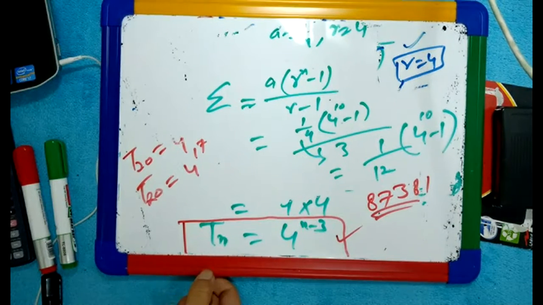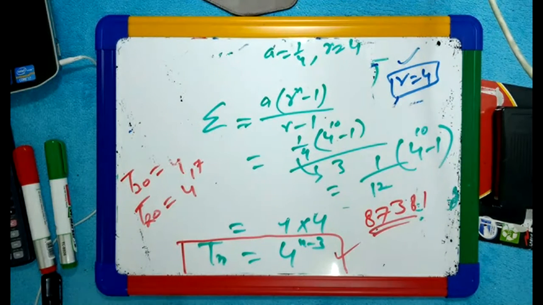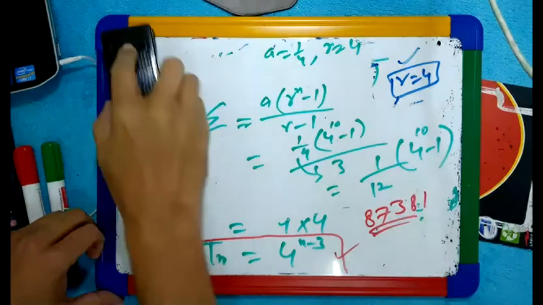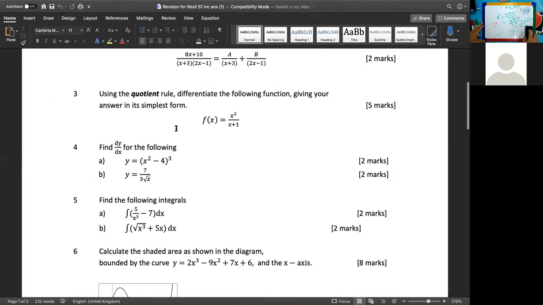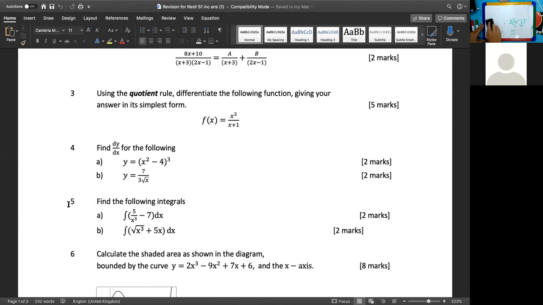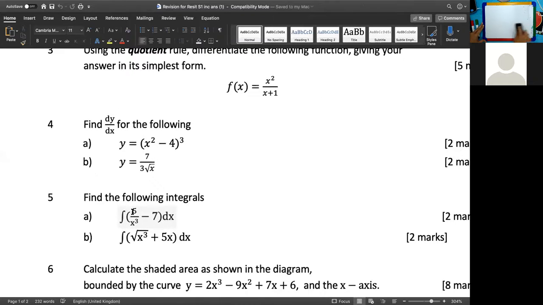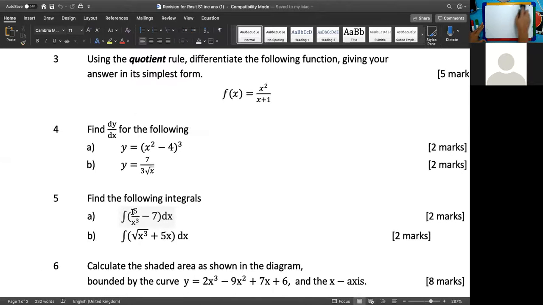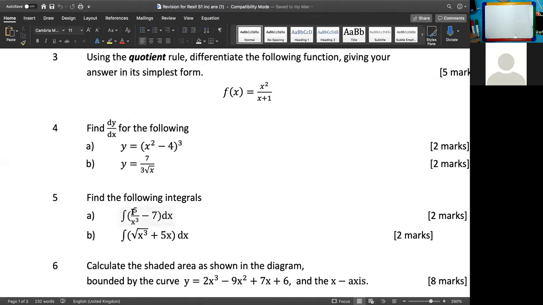Anyway, anything else? Let me check. Can we do question 5? Wait, I'll screen share. Question 5. The question is about integrals. Yes, this type of question I saw in the integration, and I told you. See how we will do.